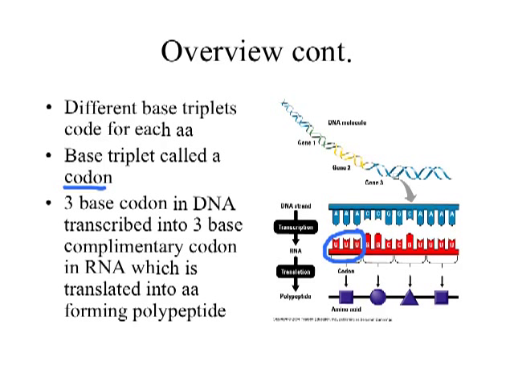So 3 base codons in the DNA are transcribed into 3 base complementary codons in RNA, which translate into an amino acid within the protein chain. Okay, so for example, in DNA, the 3 base codon is AAA. In RNA, we get that translated into UUU. And we're going to see that UUU is going to be the code for a specific amino acid within the polypeptide chain.